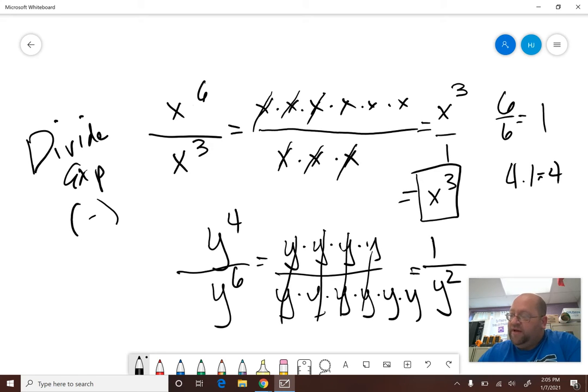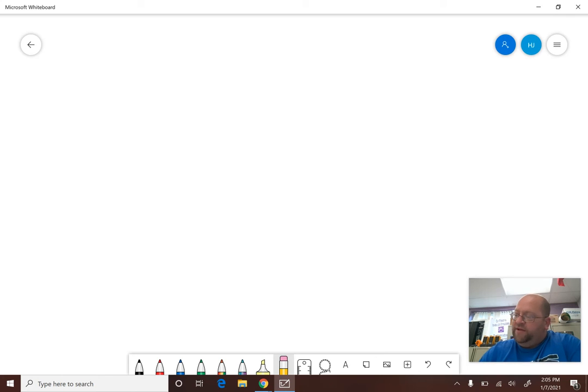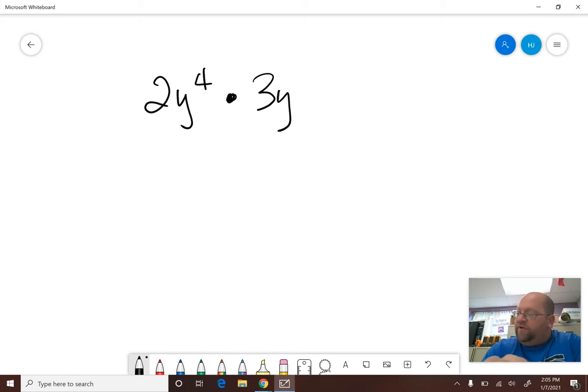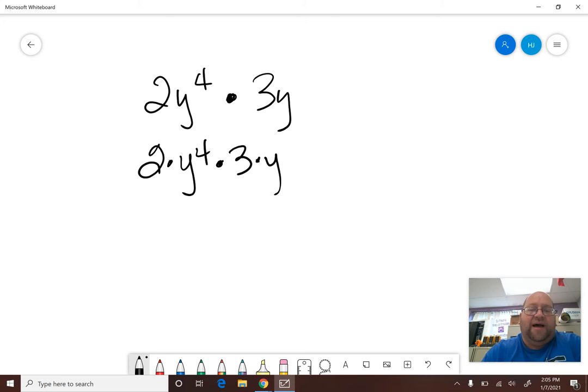So let's work through another couple examples of each, and these will get progressively harder. That way we'll be ready for our practice. So let's look at another example here. What if we have, for example, 2y to the fourth times 3y, just 3y. Okay, so what do I need to do? Well, what you need to think about is that really you have multiplication between all of these things. So really I have 2 times y to the fourth times 3 times y, if I think about it that way.